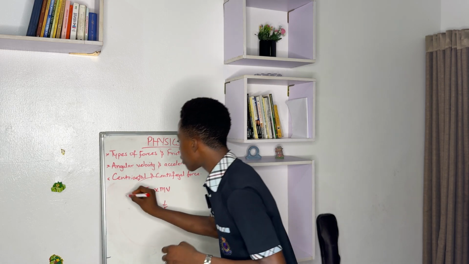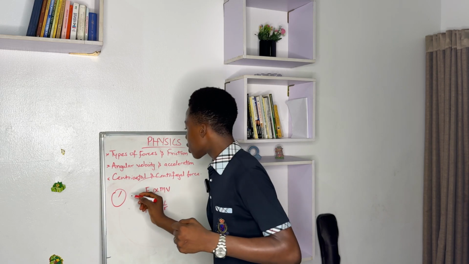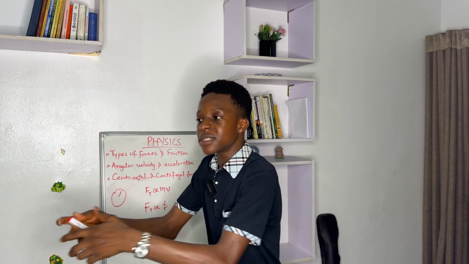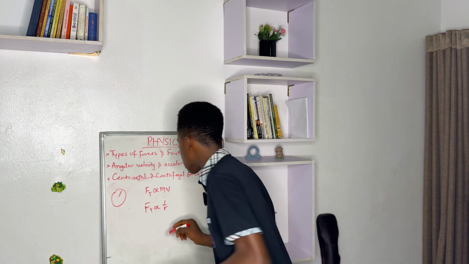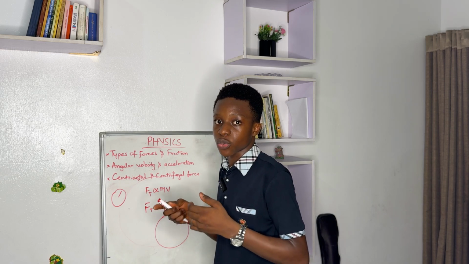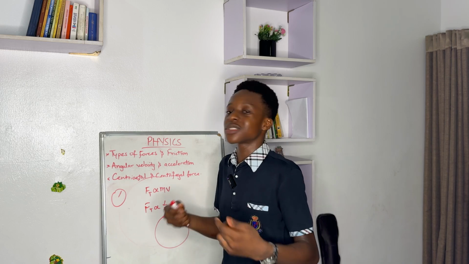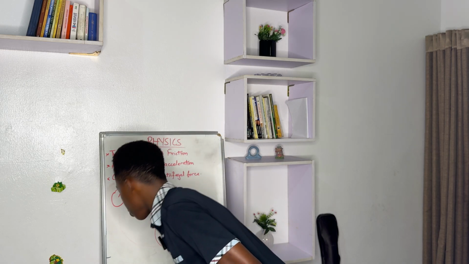It means that the smaller the radius of this circle, the sharper the bend it's going to have. It means that more force is needed to pull the object closer to it. And the bigger the radius, the less centripetal force would be needed, because the bend isn't that sharp. So not much centripetal force is needed. So it's inversely proportional to r.